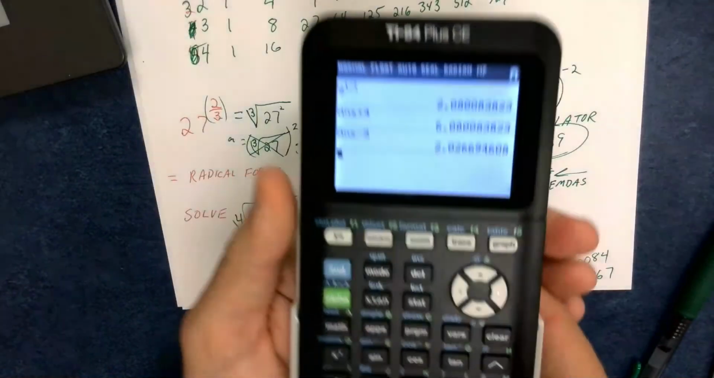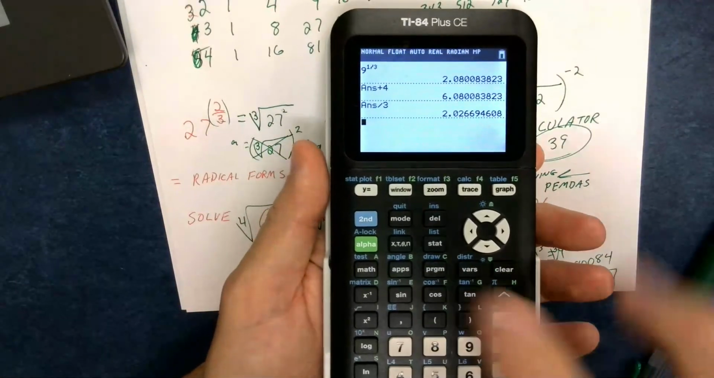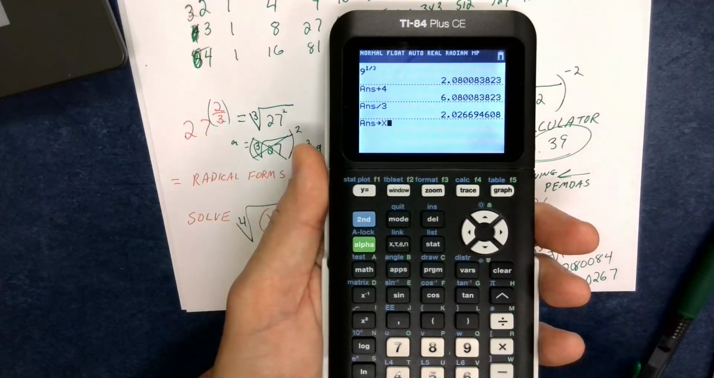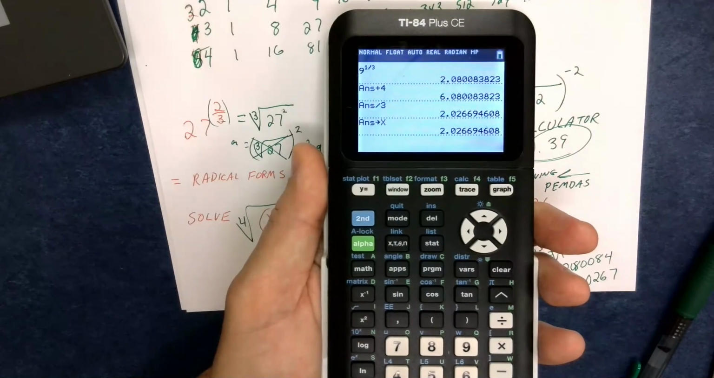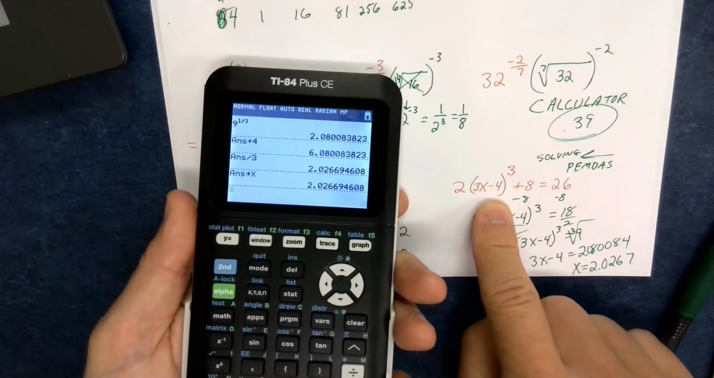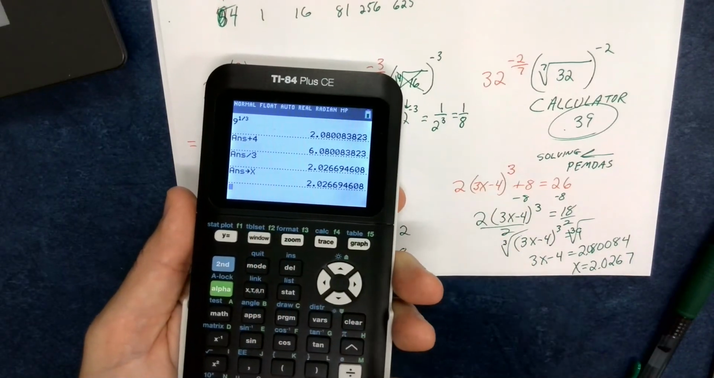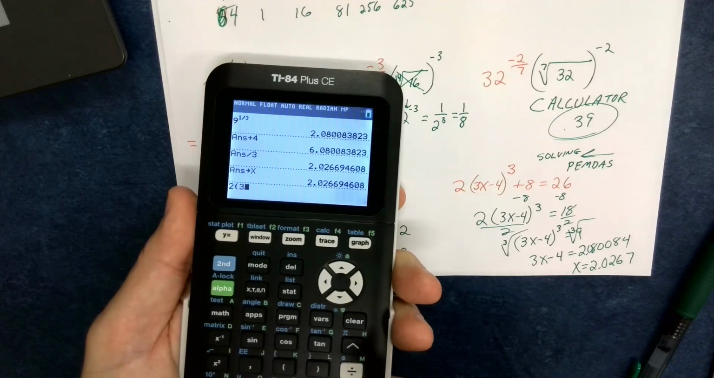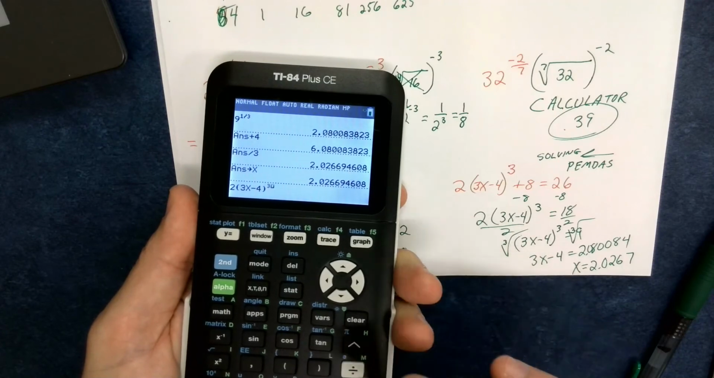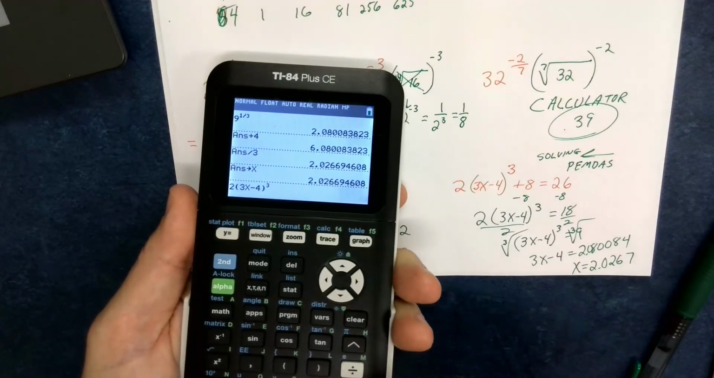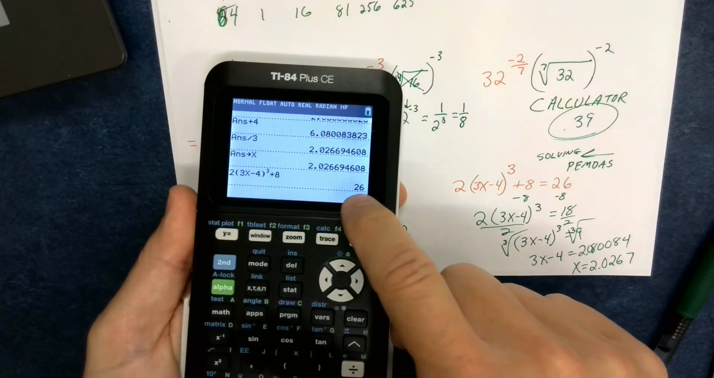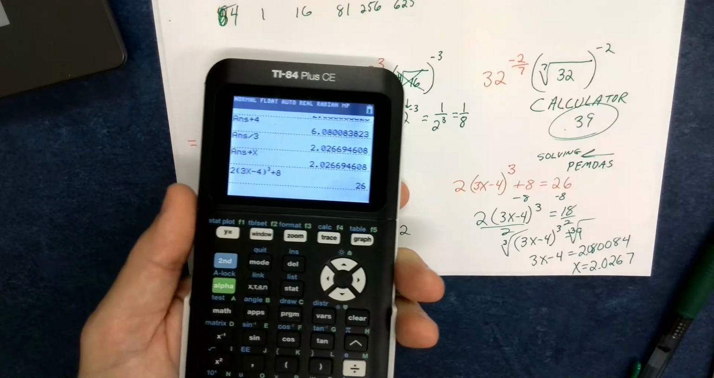Now watch. This is kind of cool. This is something I want you to do on your calculator here. I'm going to store that in x. We're going to actually do this correctly this time. Store that in x and hit enter. So that's supposed to be my answer, right? Now watch, I'm going to type in the left side of this equation right now in my calculator. So I got 2 parentheses 3x minus 4, close parentheses, raised to the third, side arrow, plus 8. I'm going to hit enter, and it should say 26. Ah, look at that, 26. So that means I did the equation right.